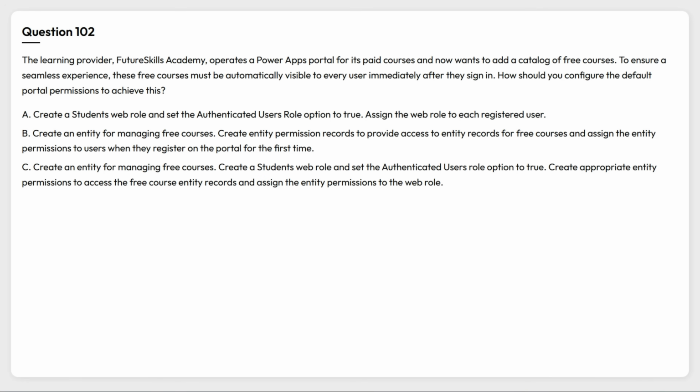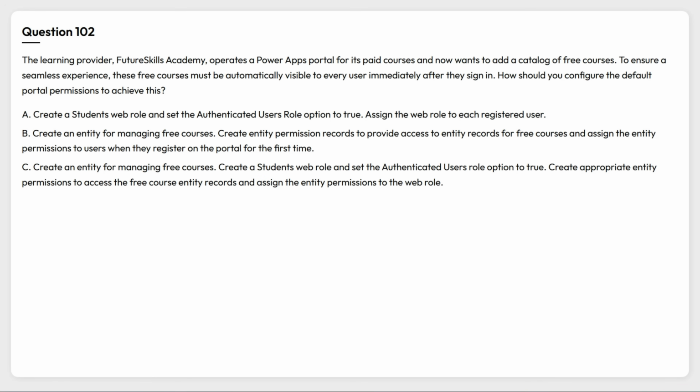Option A. Create a student web role and set the authenticated user role option to true. Assign the web role to each registered user. Option B. Create an entity for managing free courses. Create entity permission records to provide access to entity records for free courses and assign the entity permissions to users when they register on the portal for the first time.